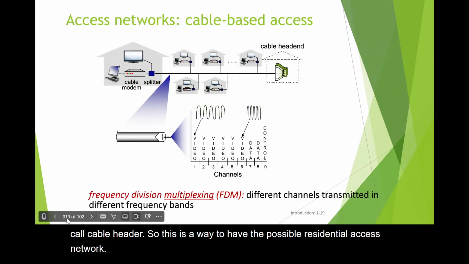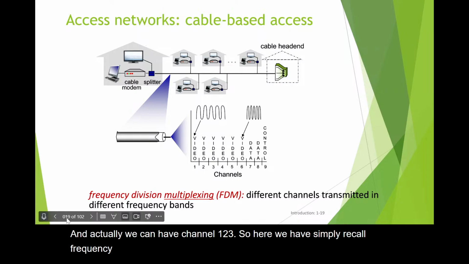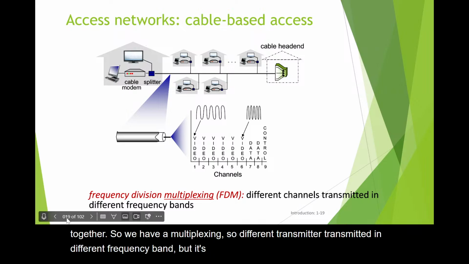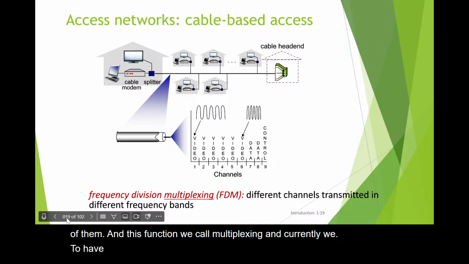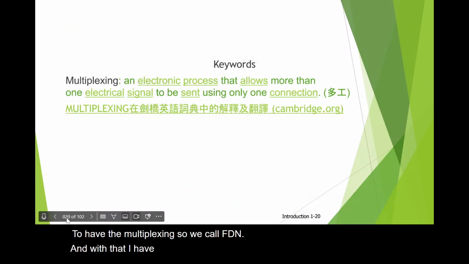And actually, we can have channel 1, 2, 3. So here we simply call it frequency division, and frequency division puts them together. So we have multiplexing: different transmitters transmit in different frequency bands, but on a single cable. A single cable carries all of them, and this function we call multiplexing. Currently we use frequency to do the multiplexing, so we call it FDM. And we already have the term here, multiplexing.